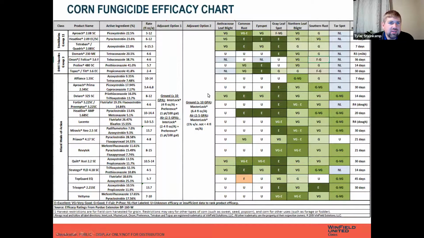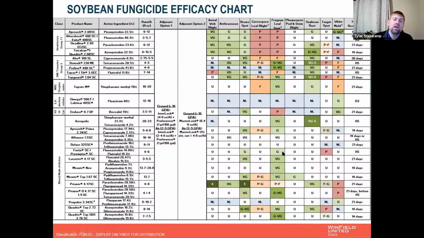Okay, now this looks very complicated. This is straight out of the crop protection guide, looking at each one of these various fungicides and how good of an effect it has on these various different types of diseases. You can see all these various ones for both corn and soybeans. The only reason I put this in here is so that when I send this out, you guys can go back and look at which diseases each one of these controls.